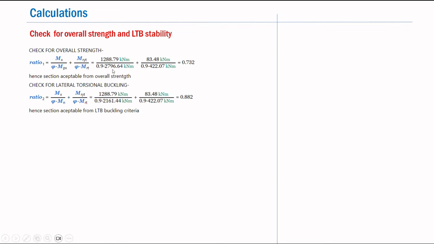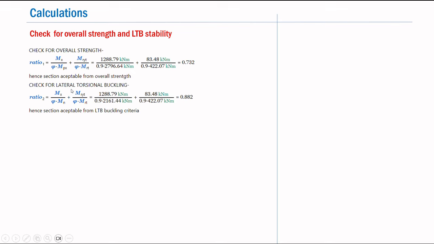So fine. Now we know that our section is subjected to both a major axis moment, that is from the wheel load, and also a minor axis moment, that is essentially from the lateral side thrust. So we need to compute an interaction between the two moments, both the minor as well as the major axis moments. So the first one is the check for the overall strength, wherein we will consider only the plastic moment of resistance, and this ratio works out to be 0.732.